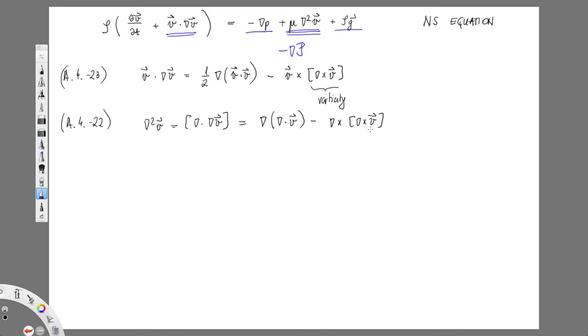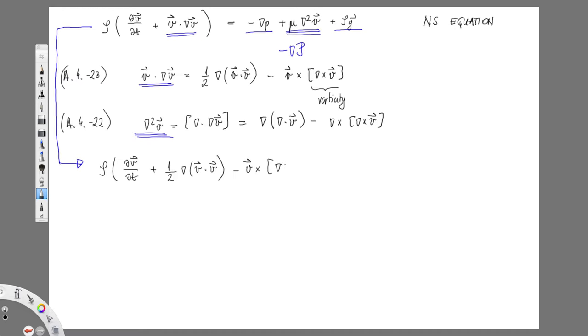Okay, so let's now plug these parts in. Again, this is this one, and this one I will plug in with the corresponding identity. Again, these are vector identities, so I could put curly brackets around it just to remind ourselves that it's a vector. I typically tend to use brackets in these terms where I have multiple curls just to make it easily readable. All right, so let's continue and plug this in. Then I have dV/dt plus 1/2 gradient of V dot V minus V cross curl curl of V.